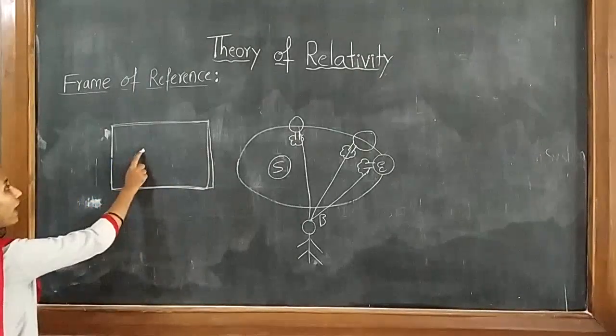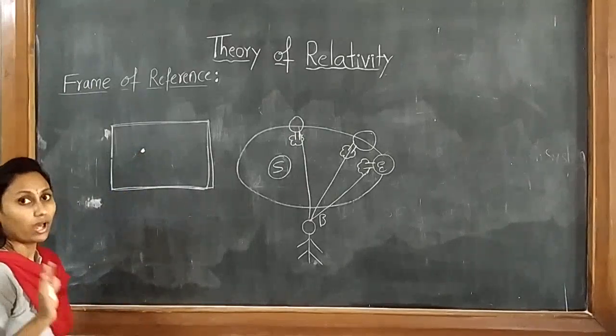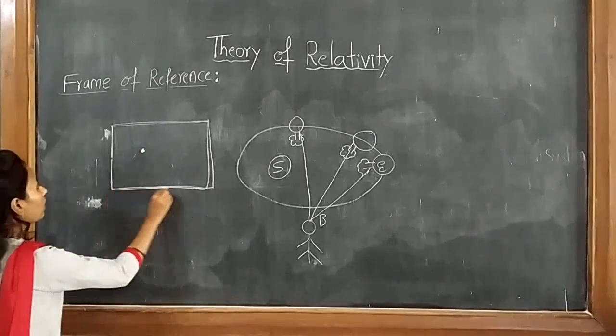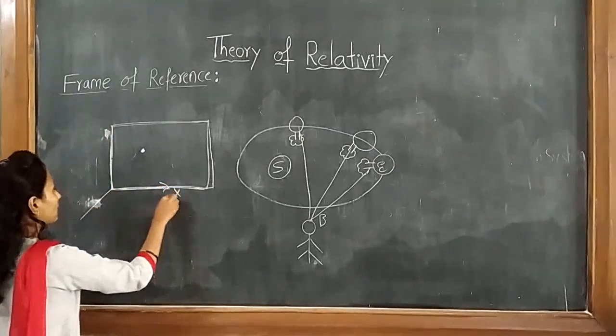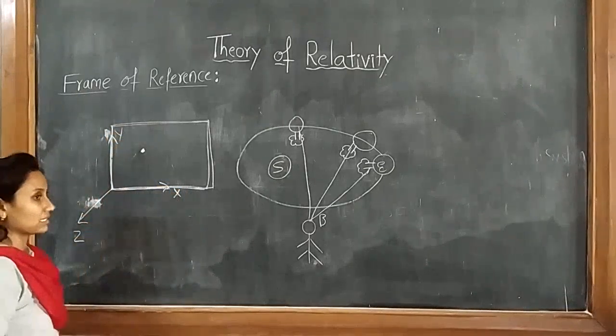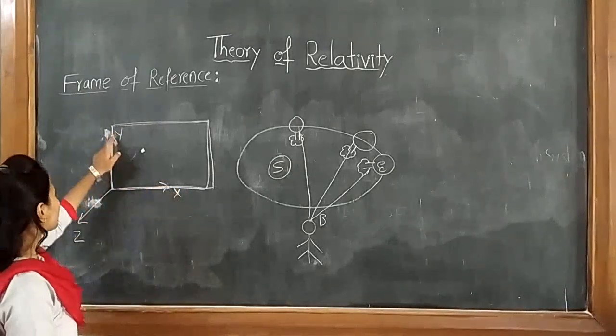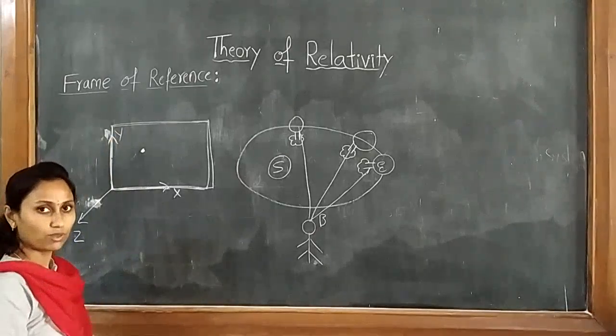So to find the position of any object, there are some rules we will follow, and those rules are nothing but one system we will take. That system contains the x-axis, y-axis and the z-axis. Three coordinate axes will be there.